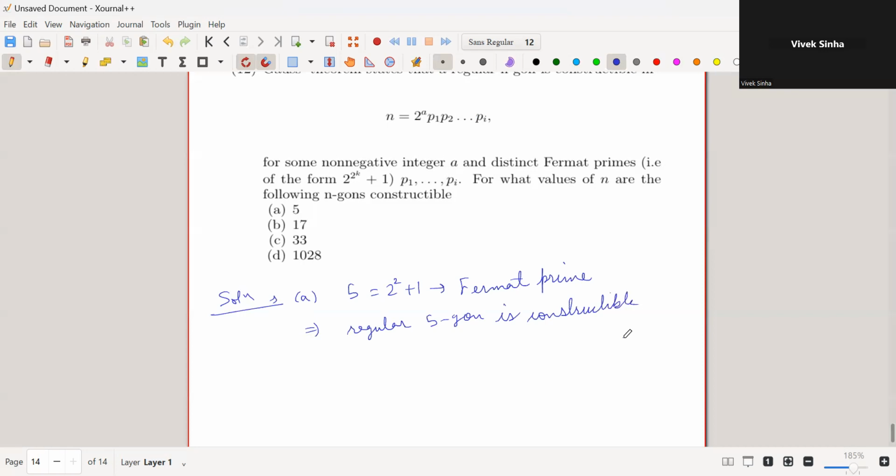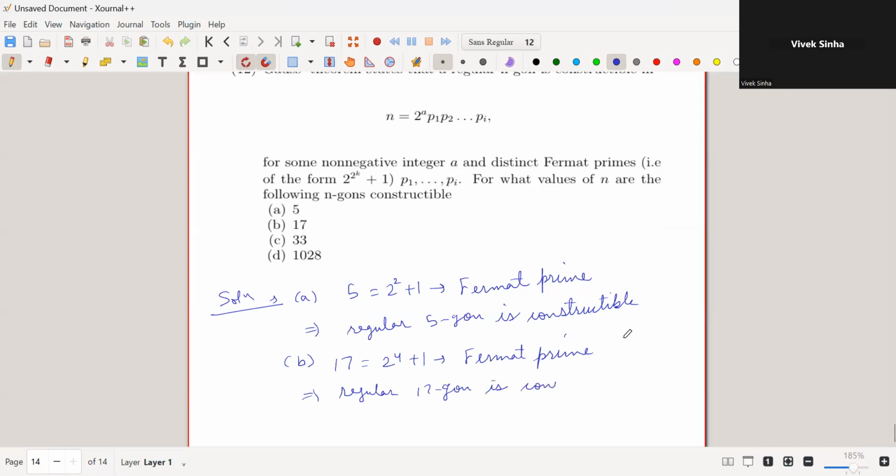B is 17, which is 2 raised to 4, that is 2^4 plus 1. Again, it's a Fermat prime. So this also implies that a regular 17-gon is constructible.